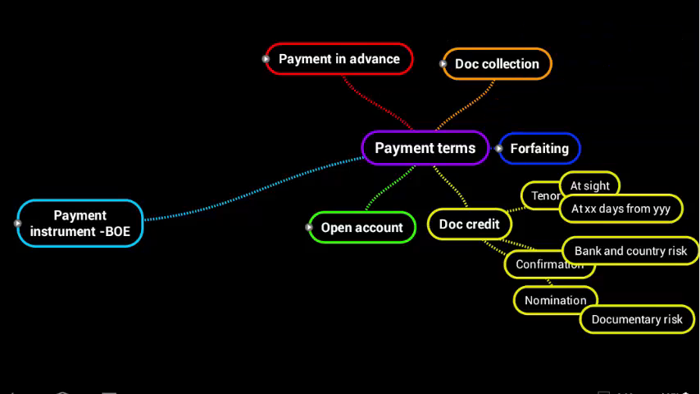Now let us turn our attention to documentary credit. In documentary collection, we saw that there is no guarantee from the bank for payment. And so we have a documentary credit situation. The tenor could be at sight or X days from shipment, X days from presentation, X days from acceptance, or 60 days from invoice, anything, any combinations.